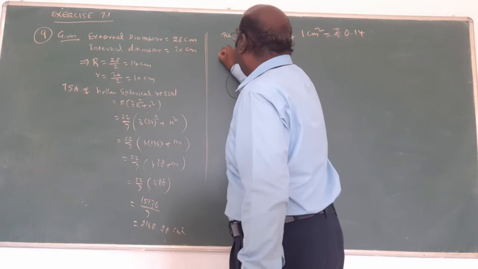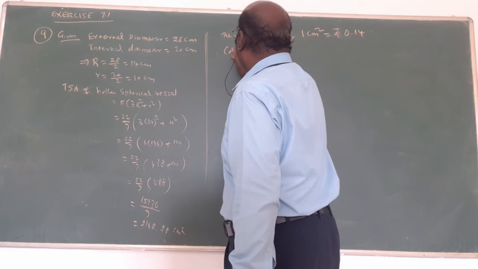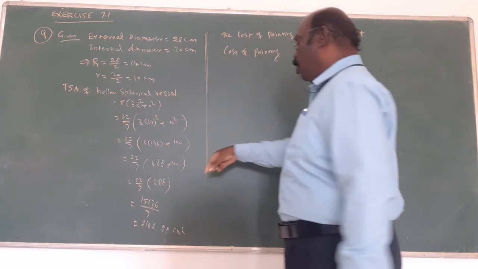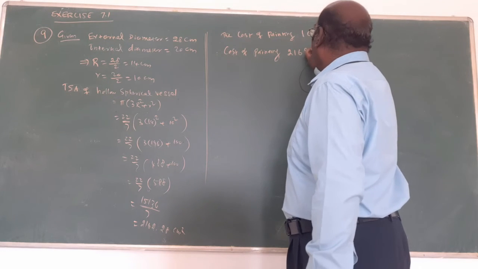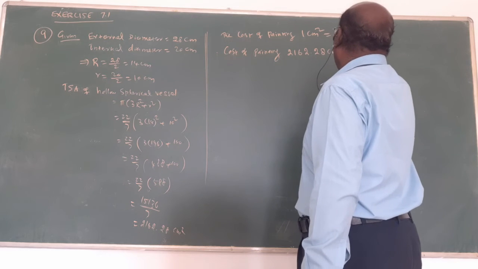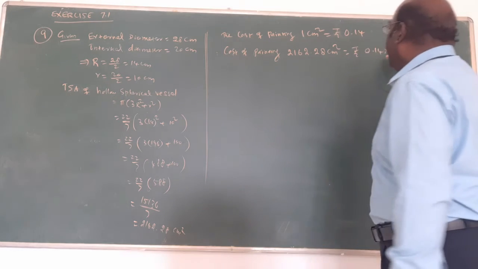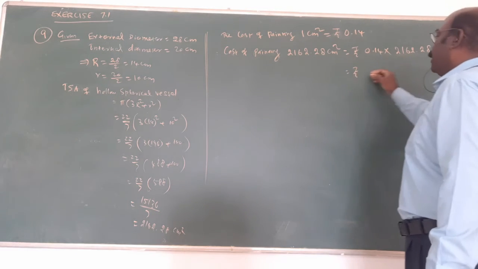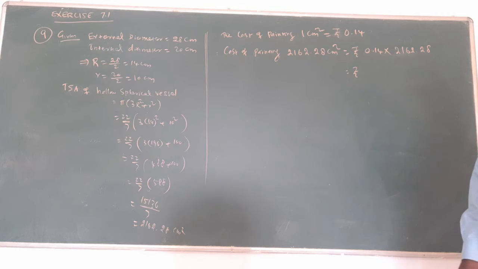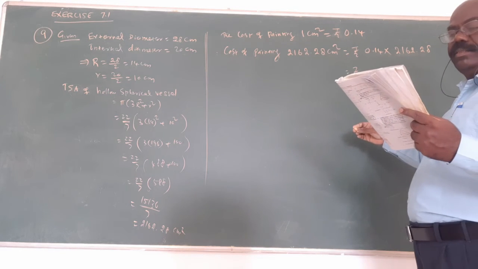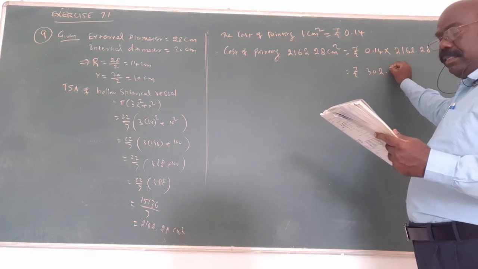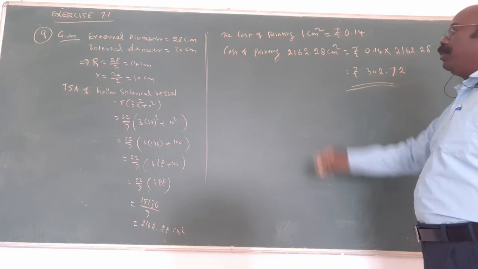But how many centimeters square are there? Therefore, total cost of painting equals 2162.28 centimeters square times rupees 0.14. Now multiply 0.14 into 2162.28. The answer is rupees 302.72 paise. Check yourself.